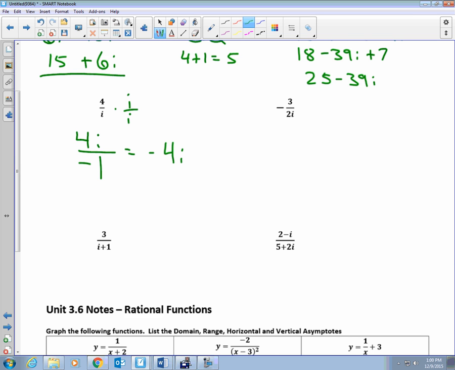Negative 3 over 2i. To multiply top and bottom by... don't even need to multiply by 2. You can just do i. That will be enough to get rid of it.